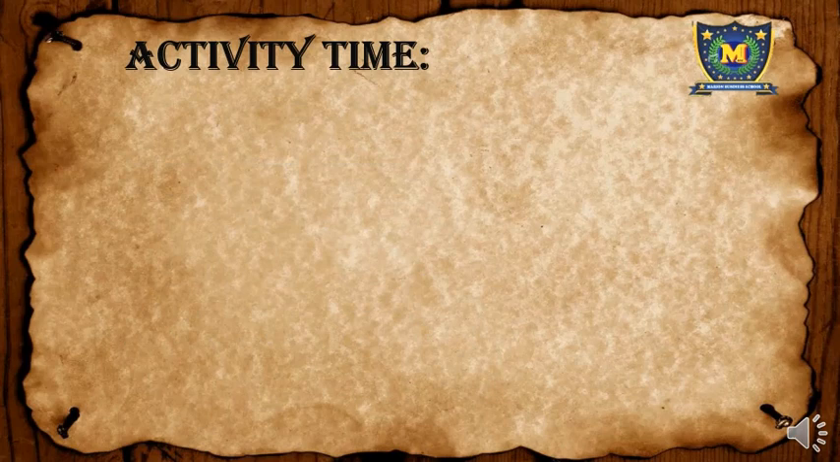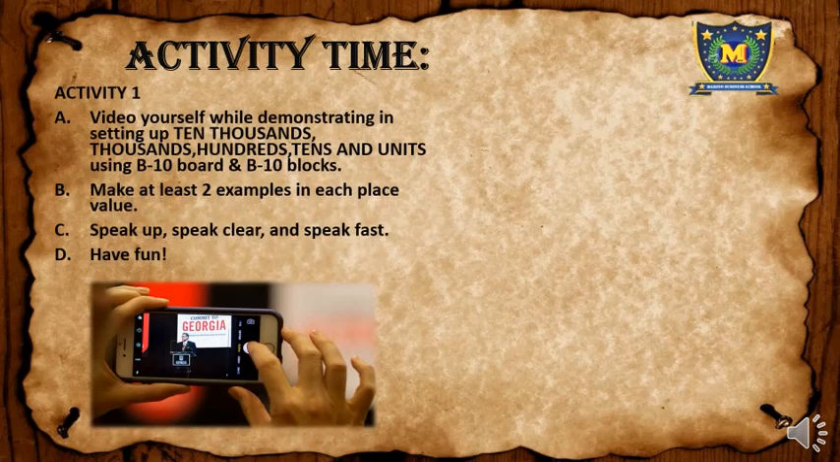Well done. And now it's activity time. For your activity A, you have to video yourself while demonstrating and setting up 10,000s, thousands, hundreds, tens, and units using the place value board and the place value blocks. Make at least 2 examples in each place value. Make sure you speak up, speak clearly, and speak fast. And don't forget to have fun, okay?